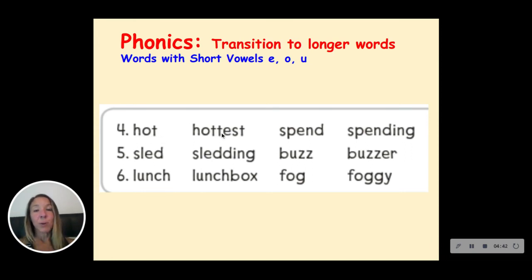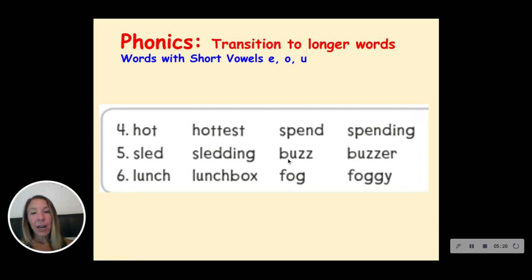Hot. And this word, we see that same word hot in there, but it has an ending. So we say hottest, hottest. Here we see spend, spend. Okay, and then here we see ing on the end. So we have spend, ing. Put it together, spending. Let's look at line 5. Sled, sled. And then we see sled again, but we see there's an ending, ing. So we say sled-ing, sledding.